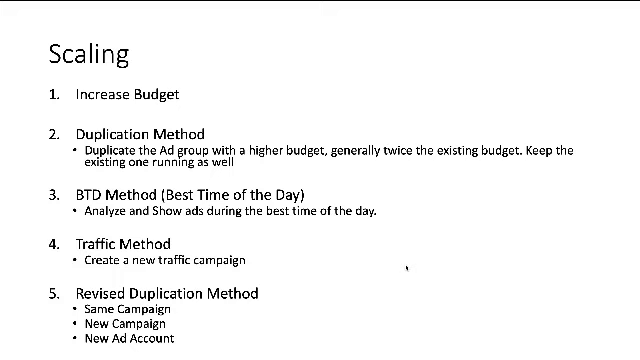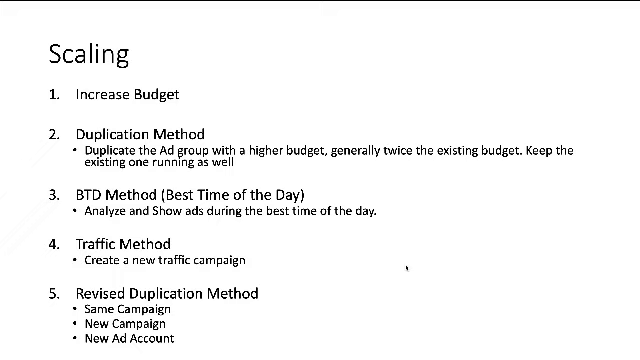Now what will happen is now your budget is 6000 rupees. So 4000 for the new ad group and 2000 for the previous ad group. Keep the previous ad group running. Remember I told you earlier, do not shut what is running well. So now from 2000 you aggressively scale to 6000. Tomorrow, the next day you can create a new ad group of 12,000. That's how you duplicate it by doubling the budget.